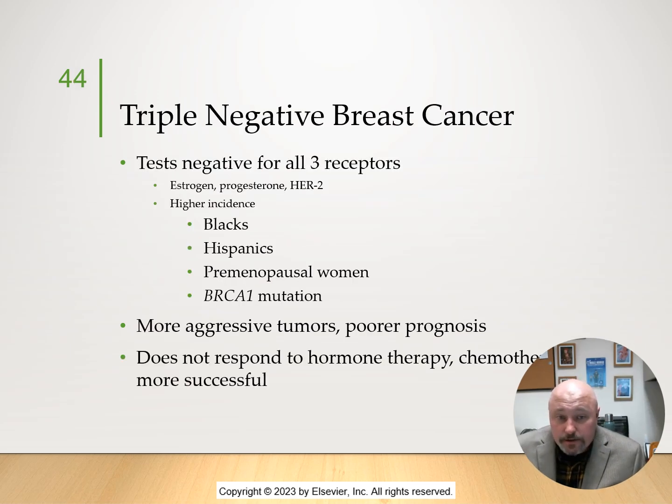Triple-negative breast cancers are tumors that test negative for all three receptors. These include estrogen, progesterone, and the HER2 genes, and unfortunately could have higher rates within premenopausal women as well as BRCA1 mutations. This is a more aggressive tumor with a poorer prognosis and does not respond to hormone therapy. Chemotherapies tend to be more successful.